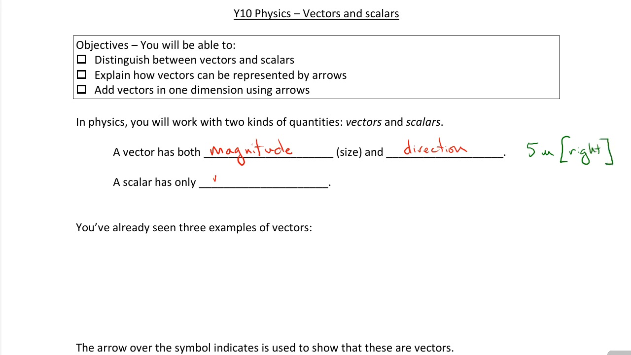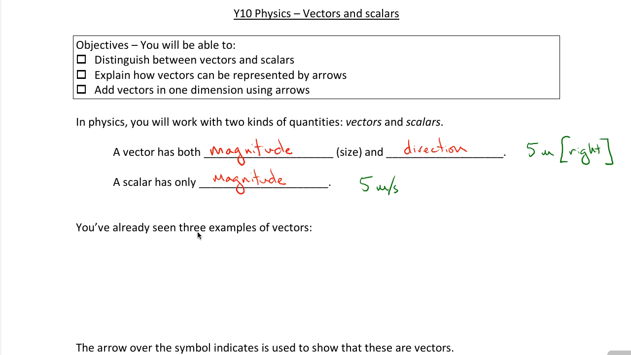Whereas a scalar just has magnitude. It doesn't have a direction. So for example, speed we talked about is an example of a scalar. So 5 meters per second could be the speed you're traveling with. Now, if we said 5 meters per second right or 5 meters per second north, that would now be a velocity, and that would be a vector because we're adding a direction.